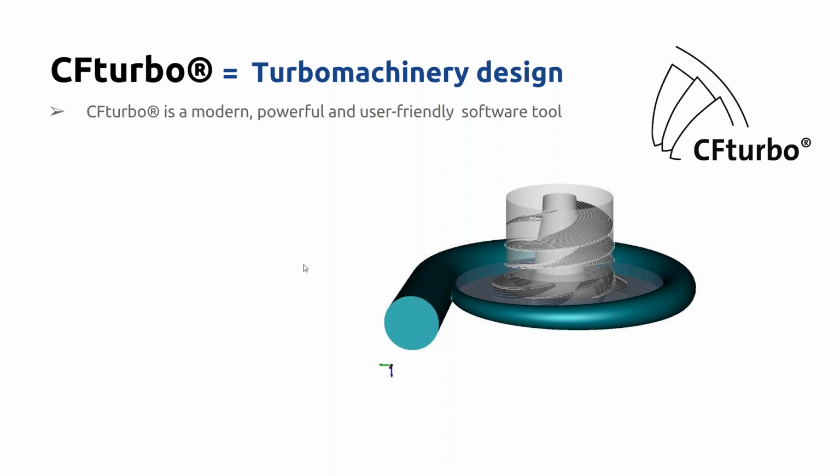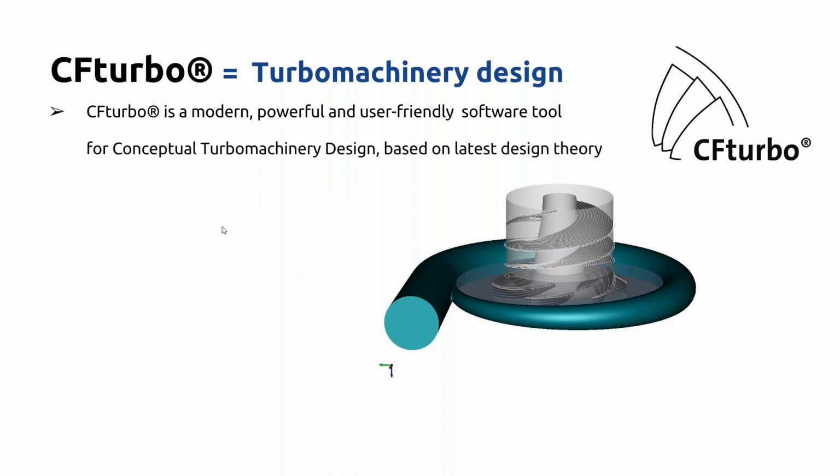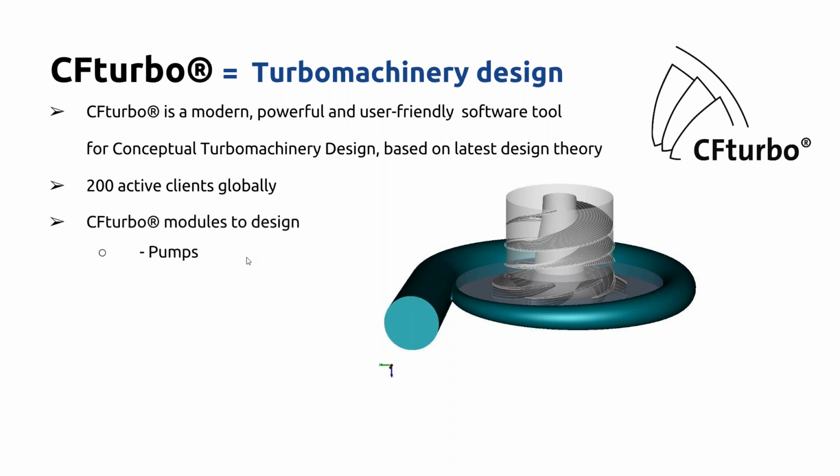Just a couple of words about CFturbo. CFturbo is a software, a very special CAD software, which we call a conceptual design software. It's powerful, user-friendly, and so on. It uses the latest design theory on turbomachinery. Right now we have something like 200 active clients globally, and available are the following modules. Modules to design pumps, both axial and centrifugal ones, to design fans and blowers, again axial and centrifugal ones, compressors, special kinds of turbines, and of course what is necessary for those kind of designs.